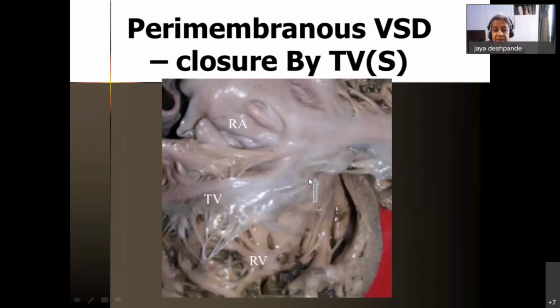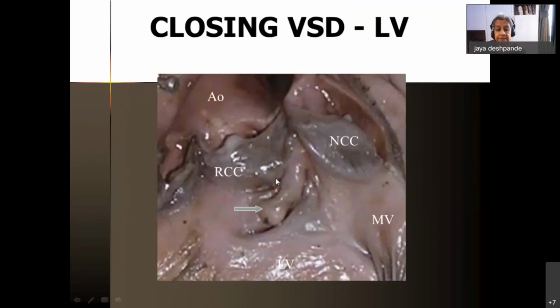So here is a perimembranous defect. You see the septal tricuspid leaflet has plastered and almost closed the orifice. From the left side, here is the defect, and you can see the septal tricuspid leaflet filling the VSD.